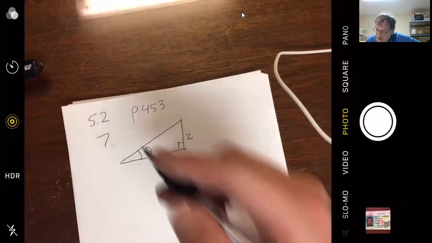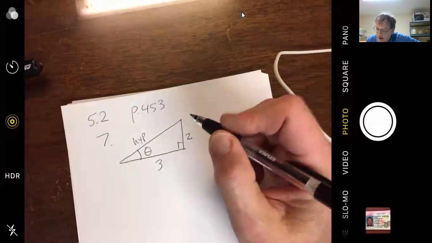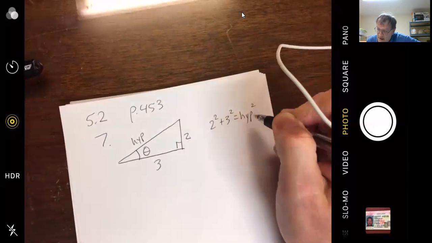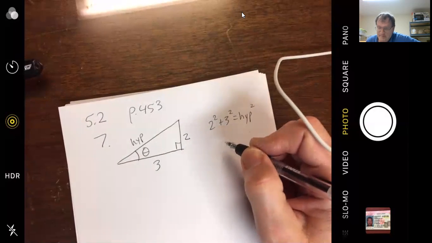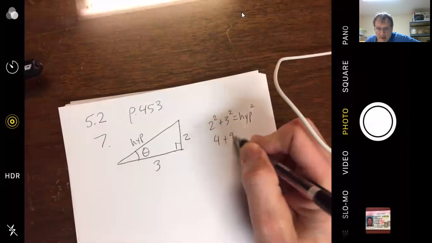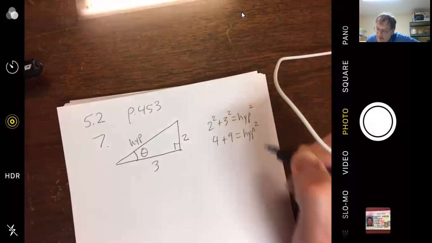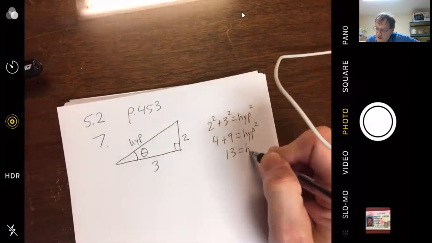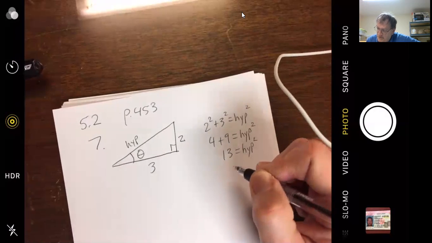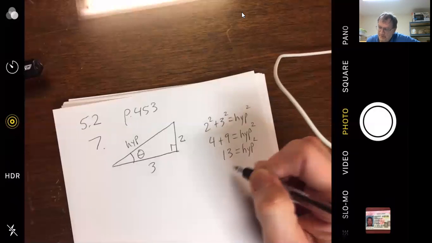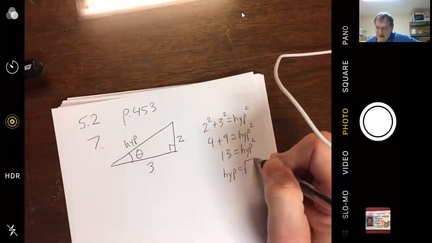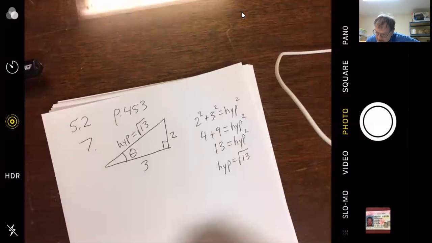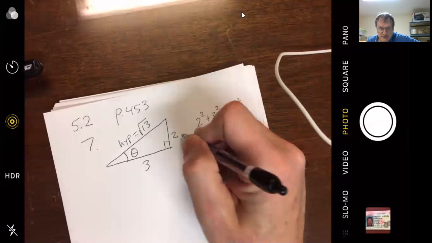2 squared plus 3 squared would equal hypotenuse squared. Four plus 9 would equal hypotenuse squared. 13 would equal hypotenuse squared. So the hypotenuse then is the square root of 13. Since this is our beginning, I'll just remind everybody this is opposite, this is adjacent, and this is hypotenuse.